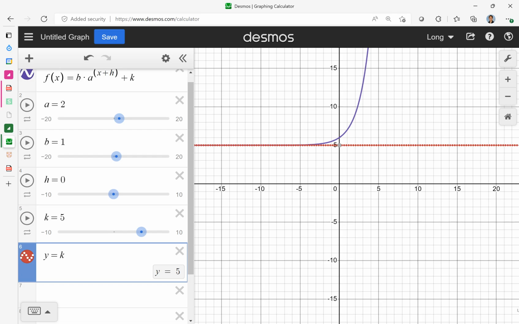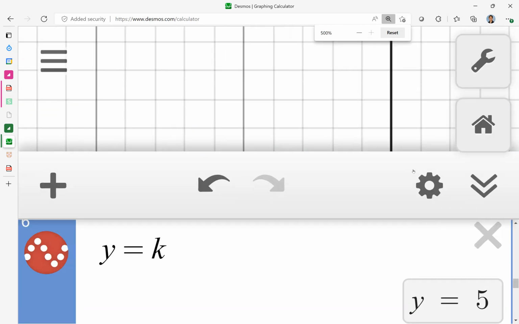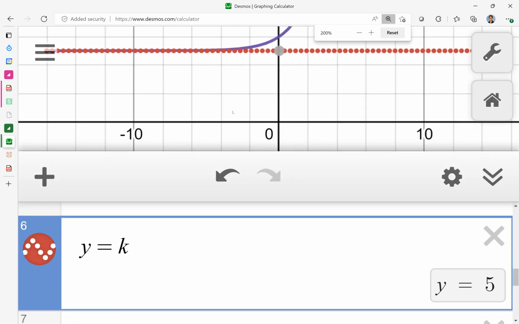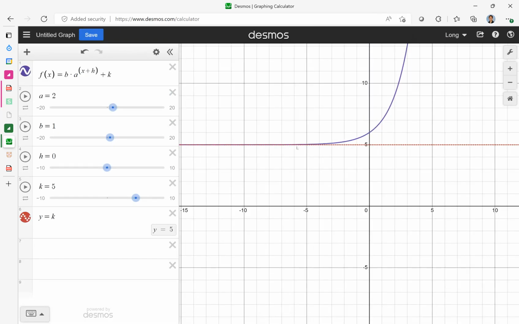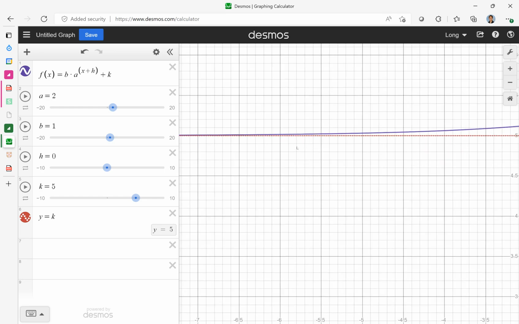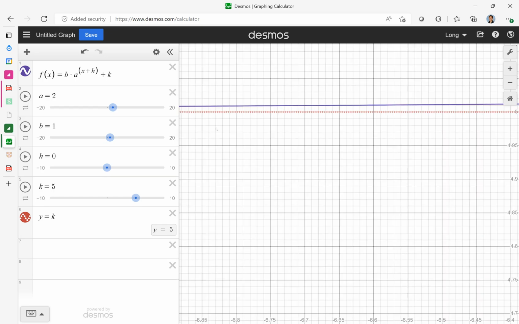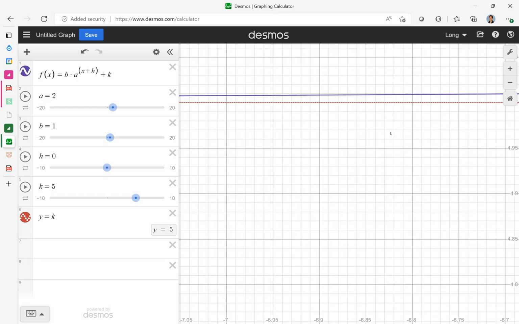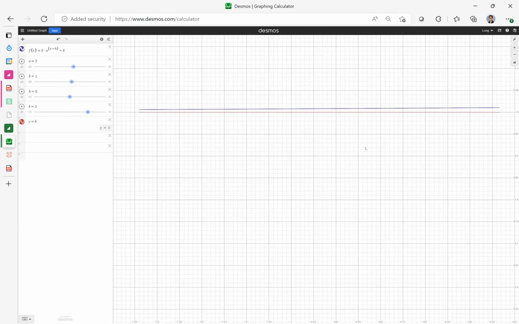That means the graph will never touch 5. It will always get really close to 5. If I zoom in, you can see here it never touches. How do I zoom in on the graph? Oh, there we go. Can you see it doesn't touch? The closer I get, there's a gap. I keep zooming in, and you can see there's always a gap between that graph and y equals 5. So we know K shifts the graph up or down.